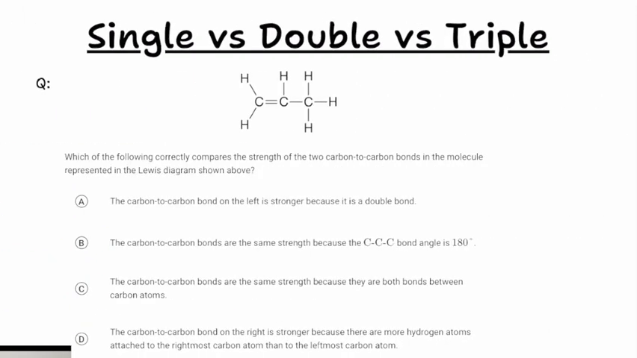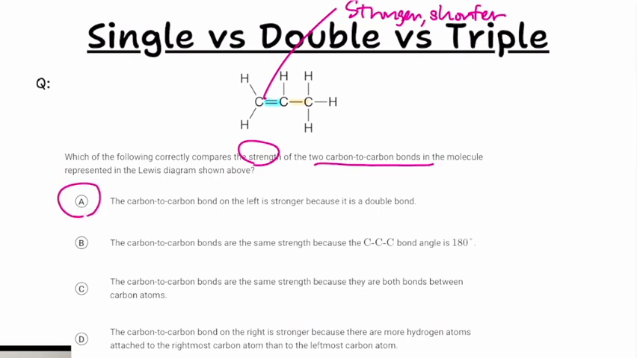Okay, which of the following correctly compares the strength of two carbon-carbon bonds in the molecule represented in the Lewis diagram shown above? So two carbon-to-carbon bonds. On the left side, there is a carbon-carbon double bond. On the right side, there is a carbon-carbon single bond, and we're comparing these two bonds. Of course, the double bond is stronger and shorter than the single bond. So the right answer will be A. The carbon-to-carbon bond on the left is stronger because it is a double bond.